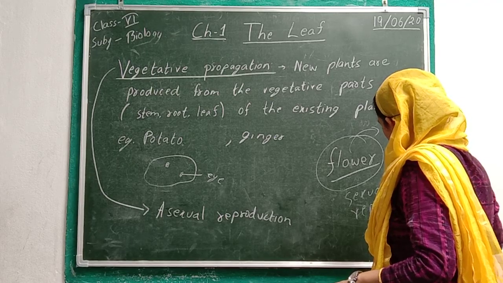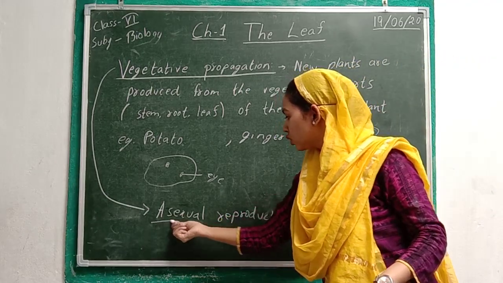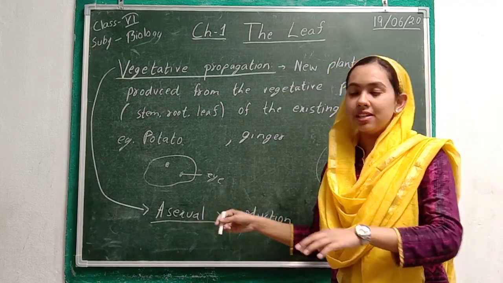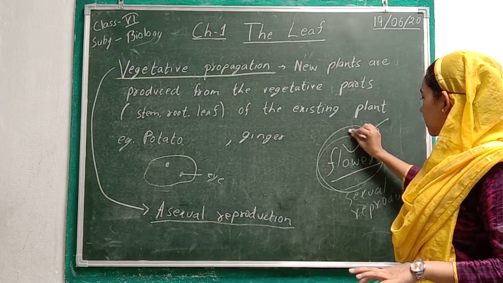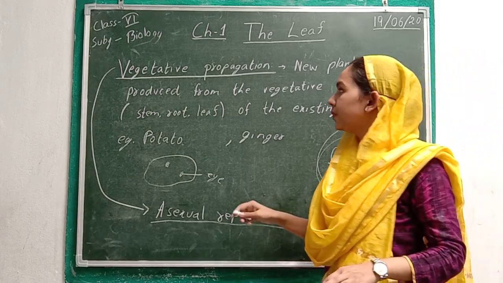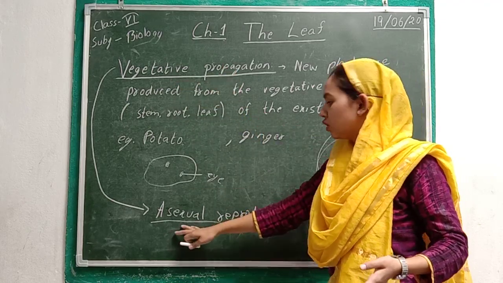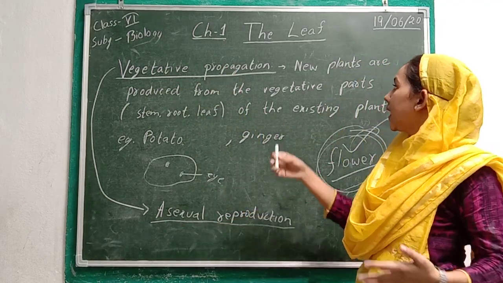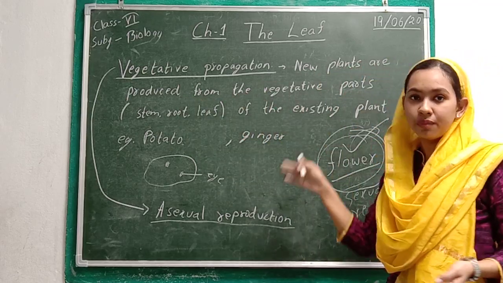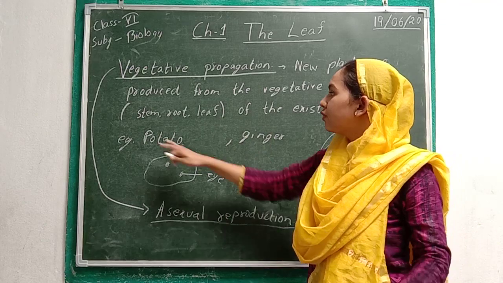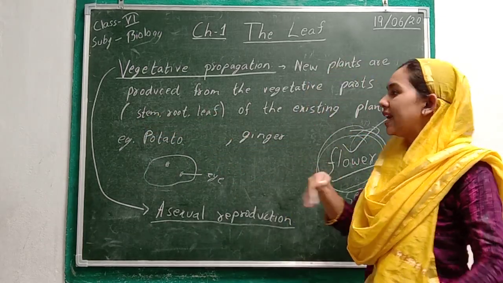But plants do not always reproduce sexually. There is another method which is known as asexual reproduction. In this, the plant does not involve the sexual organ, that is the flower. So what happens here? This vegetative propagation is actually also known as asexual reproduction. What happens here is that new plants are produced from the vegetative parts. That means not from the flower, but from the vegetative parts, that is the stem, the root, or the leaf of the existing plant.